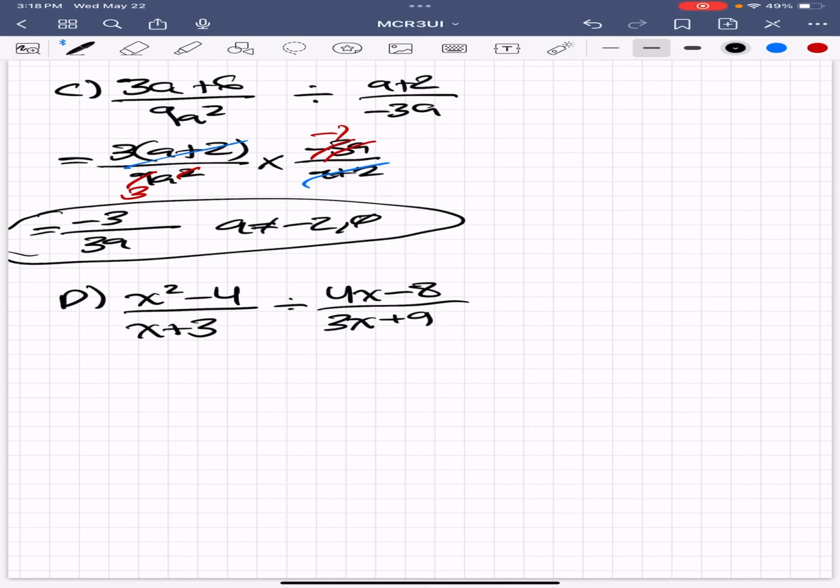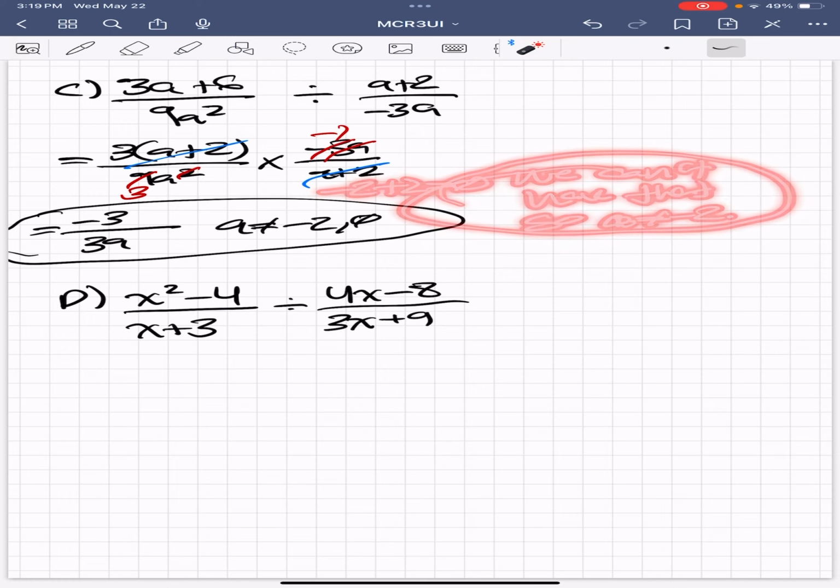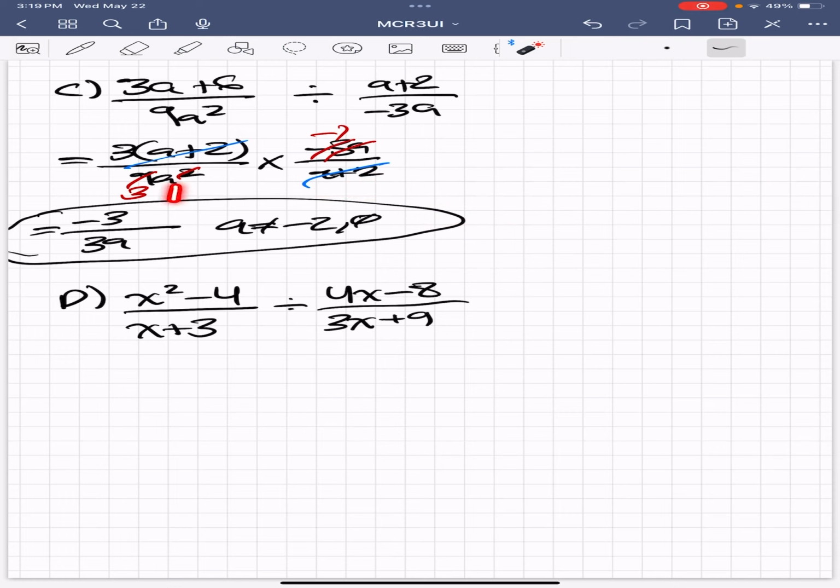Here's our answer. We had an a plus 2 on the bottom, so a minus 2 plus 2 equals 0, and we can't have that. So a cannot equal negative 2, and we get a 9a to the power of 2, meaning a cannot equal 0. Moving on.